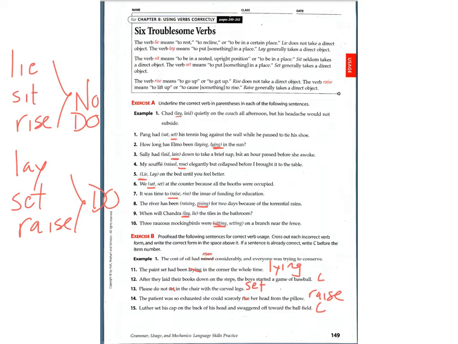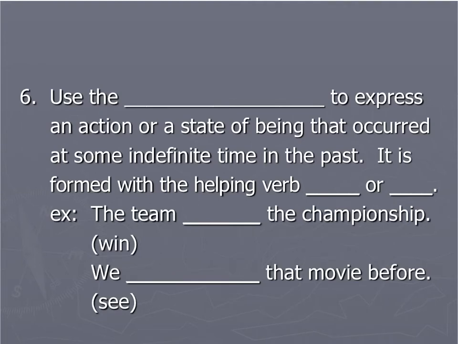So for today's lesson, we're just going to take a moment and finish up our different verb tenses. We talked about past, present, and future yesterday in the lesson. Today we're going to talk about present perfect, past perfect, and future perfect. Okay? So we're going to use the present perfect to express an action or state of being that occurred at some indefinite time in the past. And notice present perfect is 2 words, so we're going to have 2 verbs.